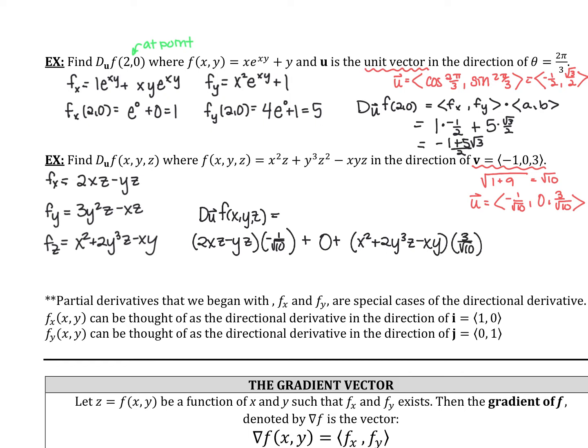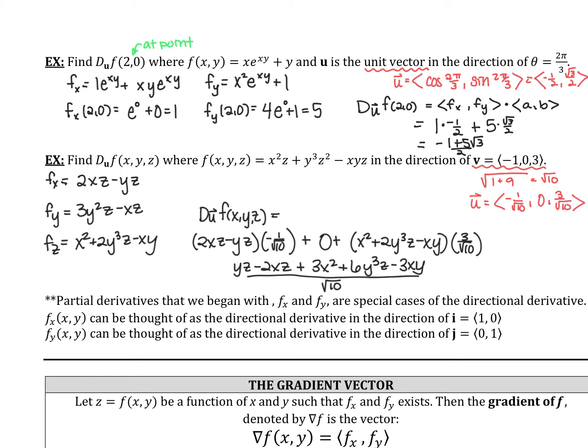Now really the only simplification that you might see on this maybe would be to rewrite each of these in terms of a fraction. I mean, they're all over root 10, so we could simplify this, distributing that negative to get positive yz minus 2xz plus 3x squared plus 6y cubed z minus 3xy, and then that would be all over root 10. So either one of those forms would be fine, but there's the directional derivative.